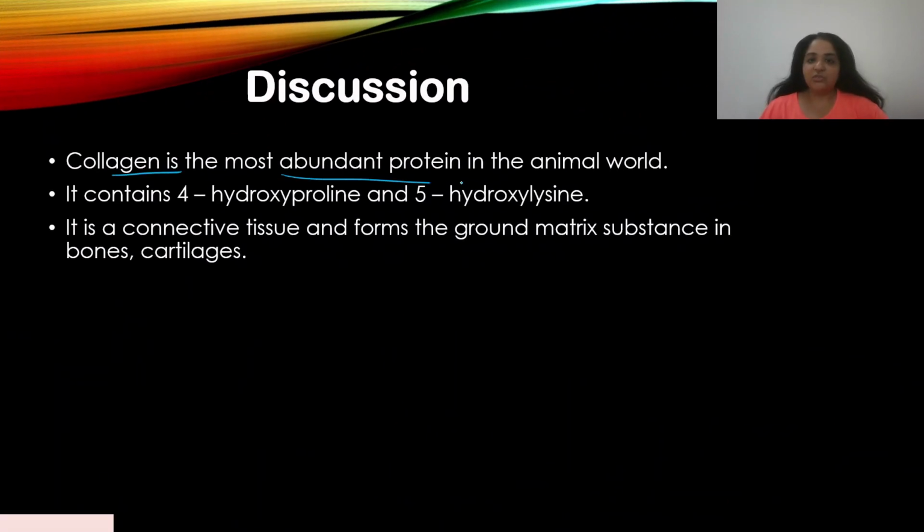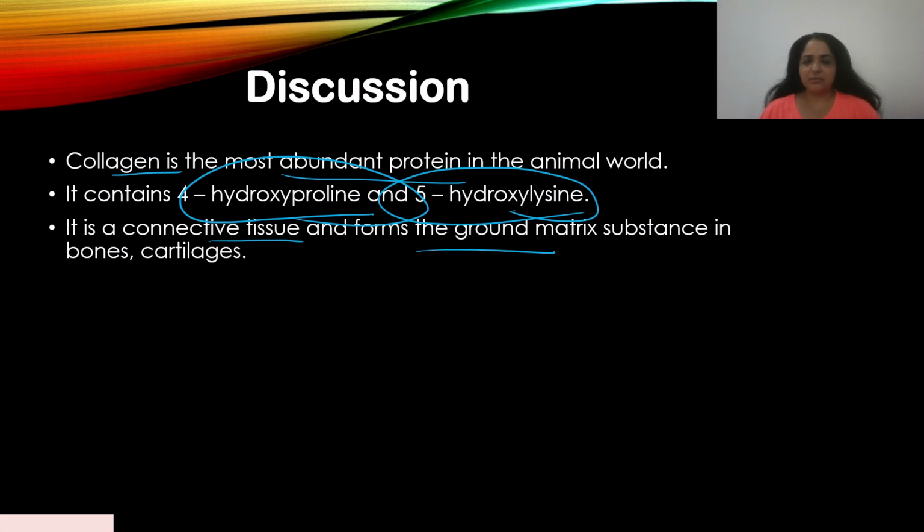Collagen is the most abundant protein in the animal world. It contains 4-hydroxyproline and 5-hydroxylysine. So these are the two amino acids that are present in collagen. It is a connective tissue, as we all know, and forms a ground matrix substance in cartilages and bones.